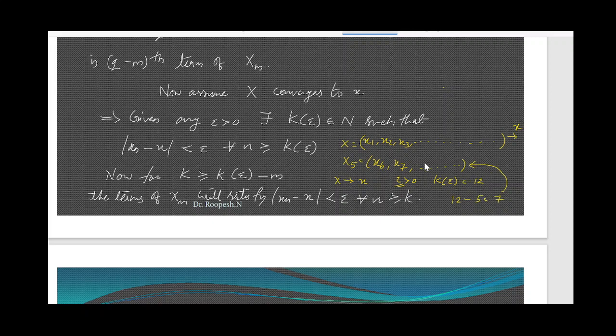So after the 7th stage onwards, I'm having modulus of xn minus x less than epsilon for all the elements in x5. So this is the meaning. So I can have here my natural number as 7. Previously it was 12. In the same way, we have started with k of epsilon, that is x converges. So we are having a natural number. Now from this natural number, we have got for xm a natural number k.